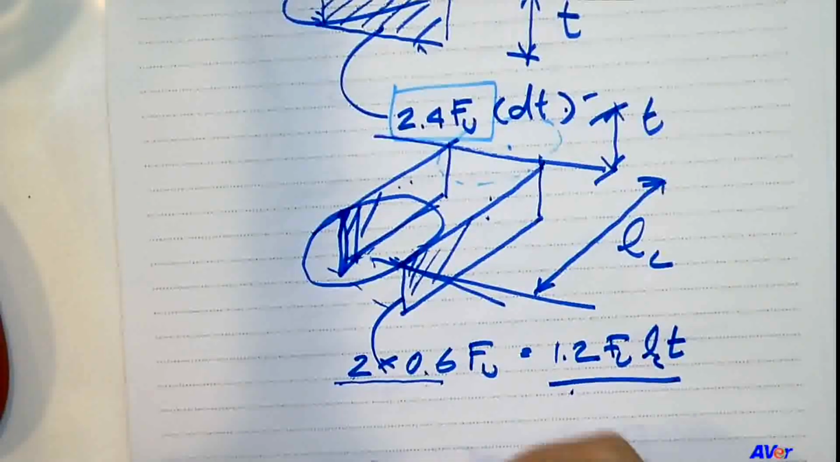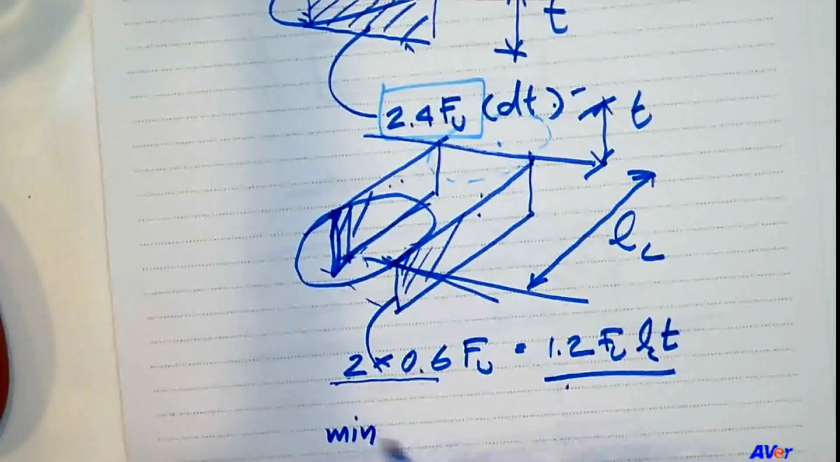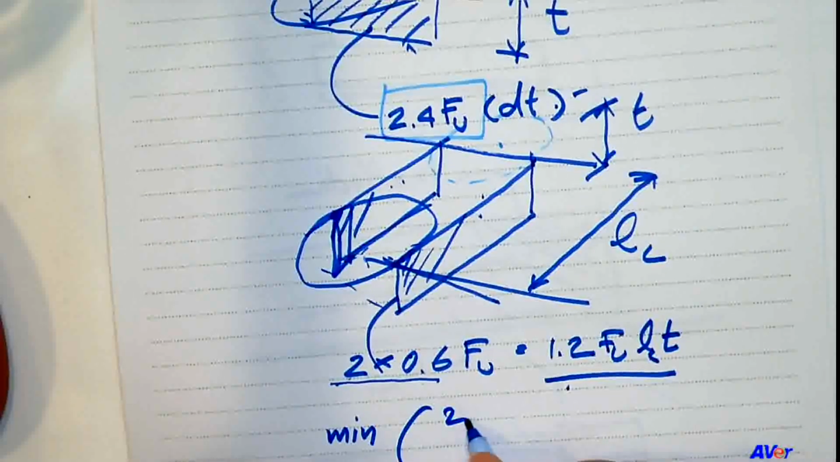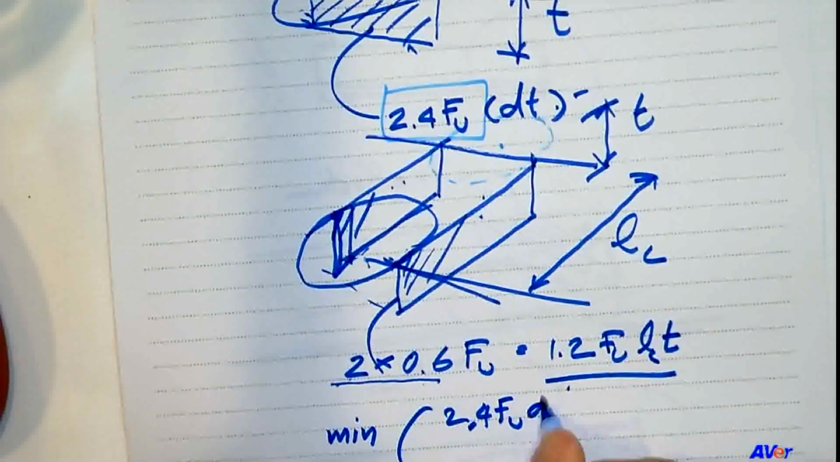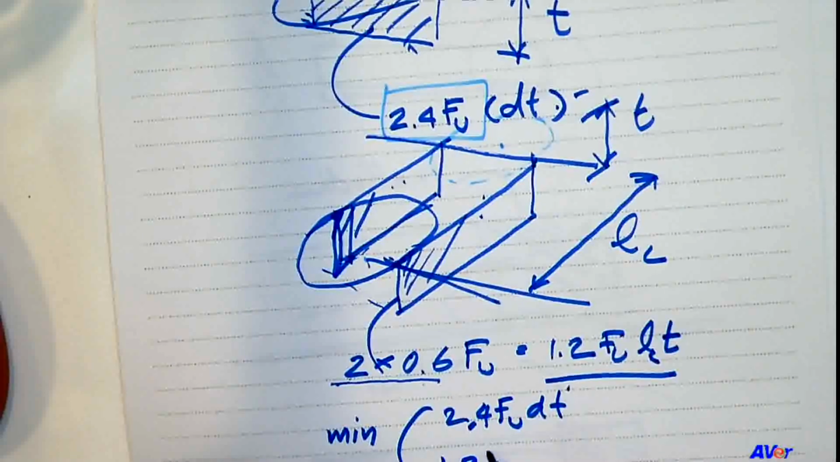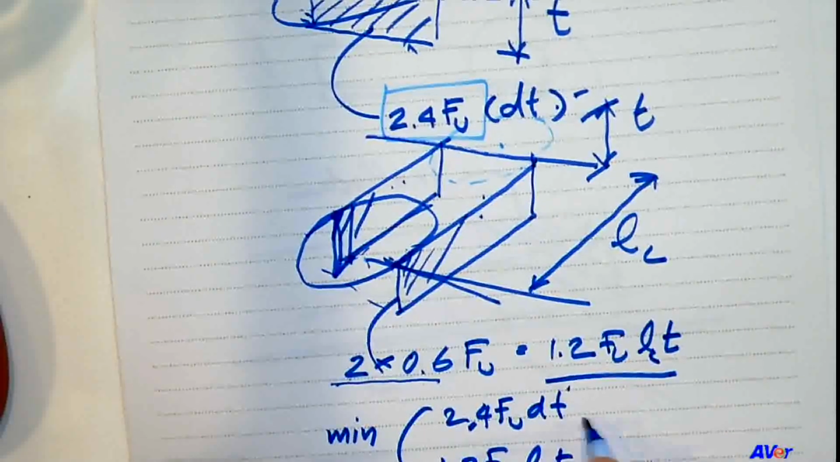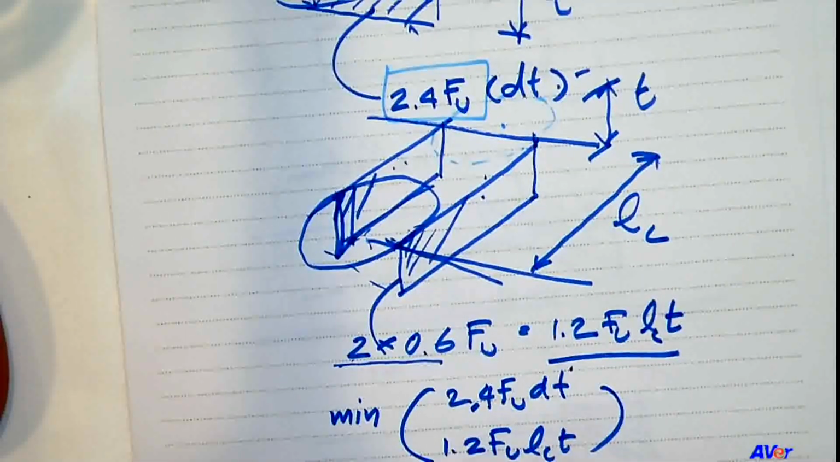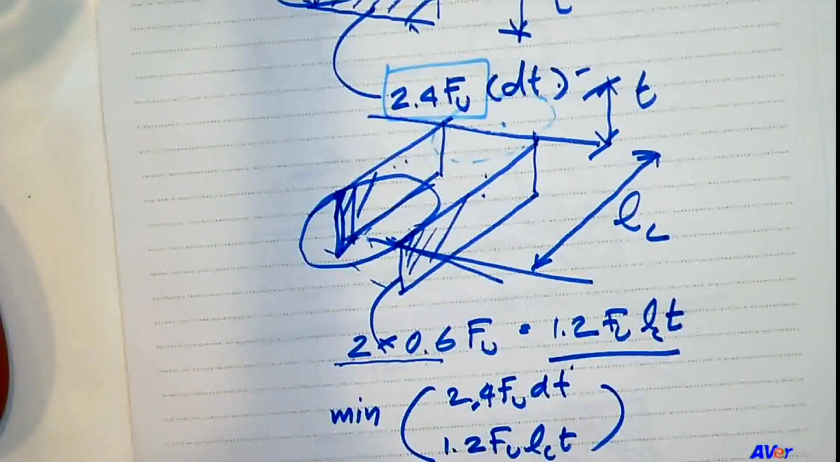I can say minimum of 2.4 Fu dt or 1.2 Fu Lc t. You choose the minimum. I don't know why they do this in the spec. They just give you two formulas and then use the equal or greater operation, which is very confusing. Basically, just the smaller number between the two, right? Simple as that.